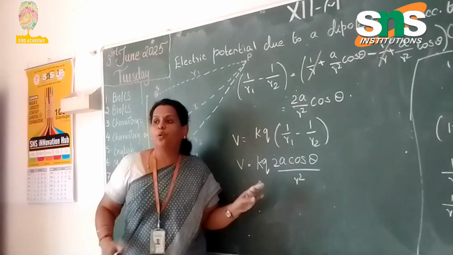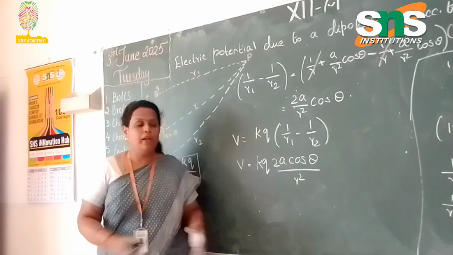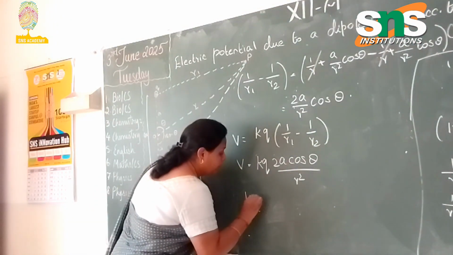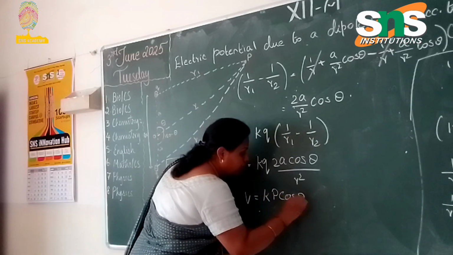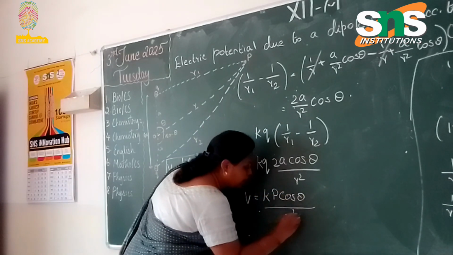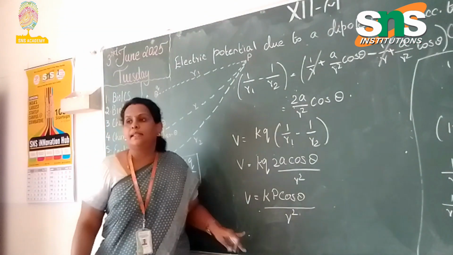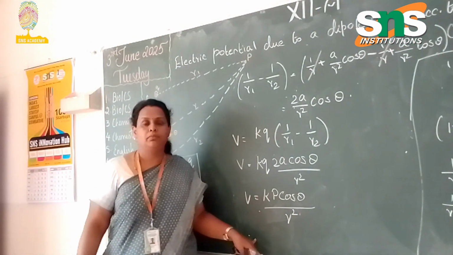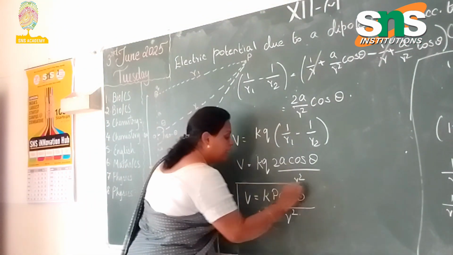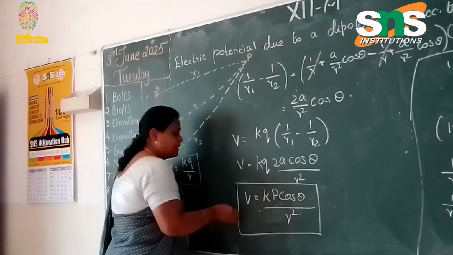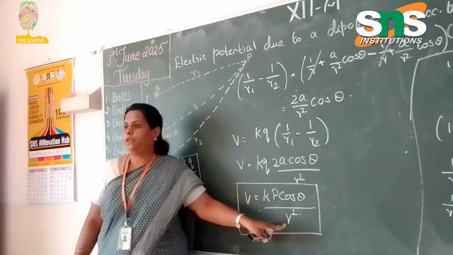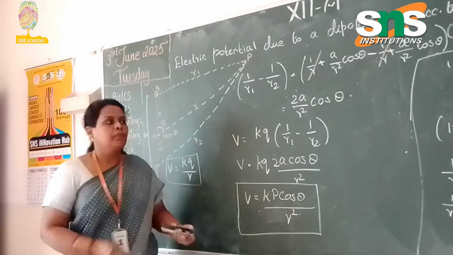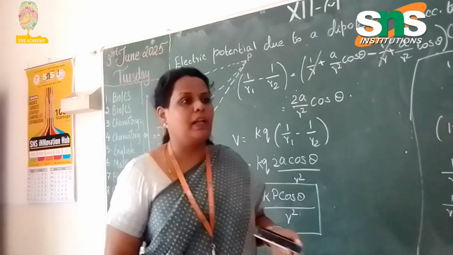What is our q into 2a? P. Very good. So V is equal to k into p cos theta by r square. This is our final equation. We arrived at our final equation. This is the electric potential due to a dipole at a point P. Okay, so is it clear for everyone till here?